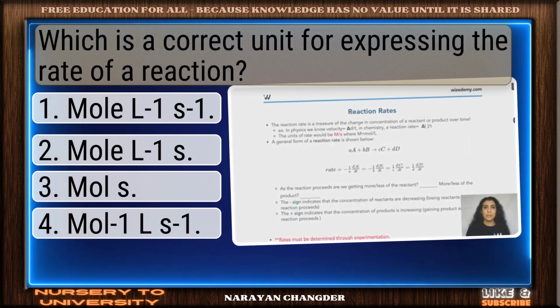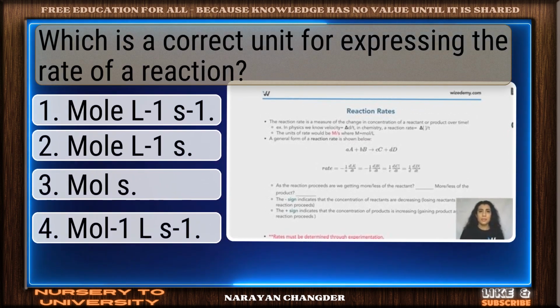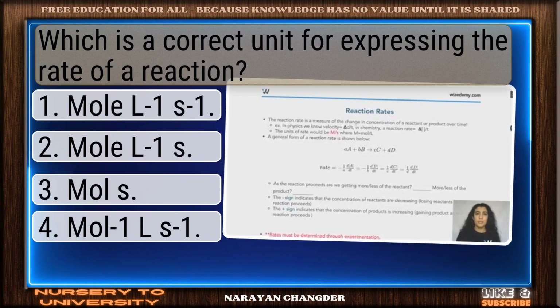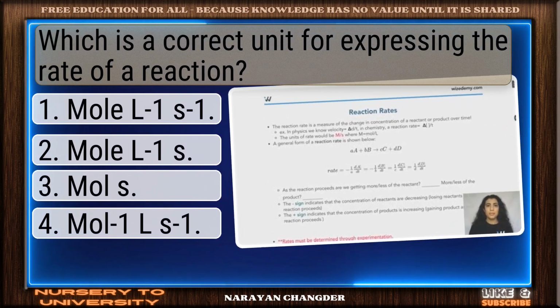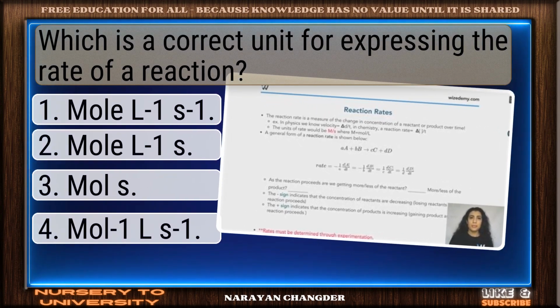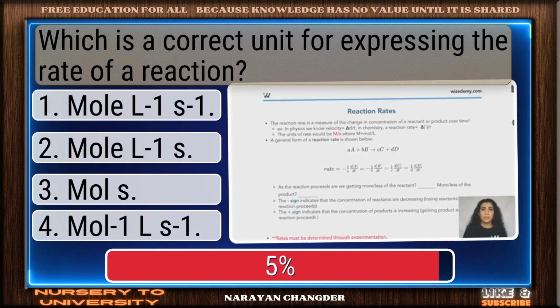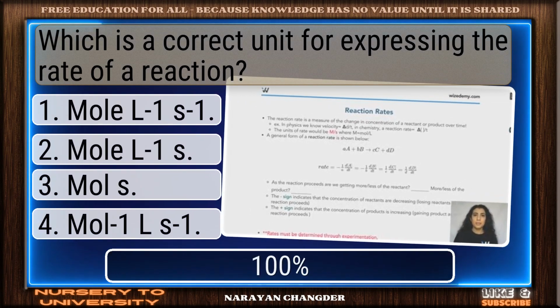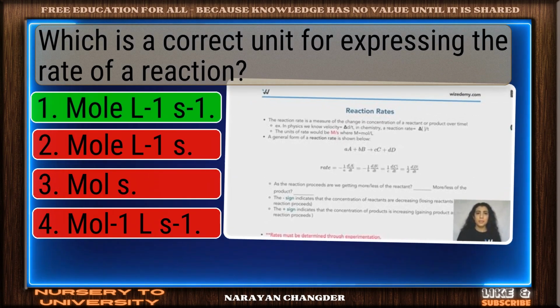Which is a correct unit for expressing the rate of a reaction? Option 1, mol L^-1 s^-1. Option 2, mol L^-1. Option 3, mol s^-1. Option 4, mol^-1 s^-1. Mol L^-1 s^-1, great work.